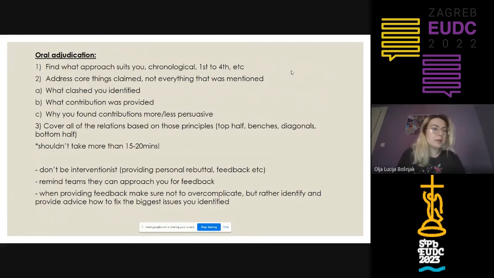Oh yeah, and I have an ABC here. Good, great. What clashes you identified, what contribution was provided, and why you find contributions more or less persuasive. I didn't even look at that. Cool. And then thirdly, just cover all the relations based on these very simple principles: what clashes you identified, what contribution was provided, and why you found the contribution more or less persuasive than the a priori claim. It's the same thing that you do for top half, for benches, for diagonals, for bottom half, the same formula over and over again.